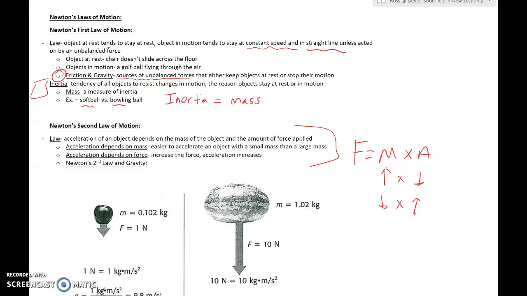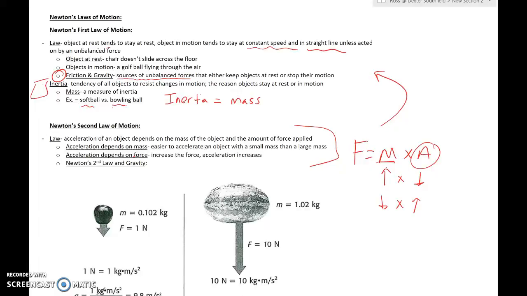This is nothing new. We've been studying force and friction for a while, and we know that bigger forces cause more acceleration or deceleration. Smaller forces cause less acceleration. And we also know that, just like discussed in law number 1, heavier objects, more massive objects, objects with more inertia, are harder to accelerate. So that's really all this law is saying here. Acceleration depends on mass. It's easier to accelerate an object with a small mass than a large mass, right? Trying to move a 400-pound object versus a 100-pound object. Also, acceleration depends on force. If you increase the force, the acceleration increases.